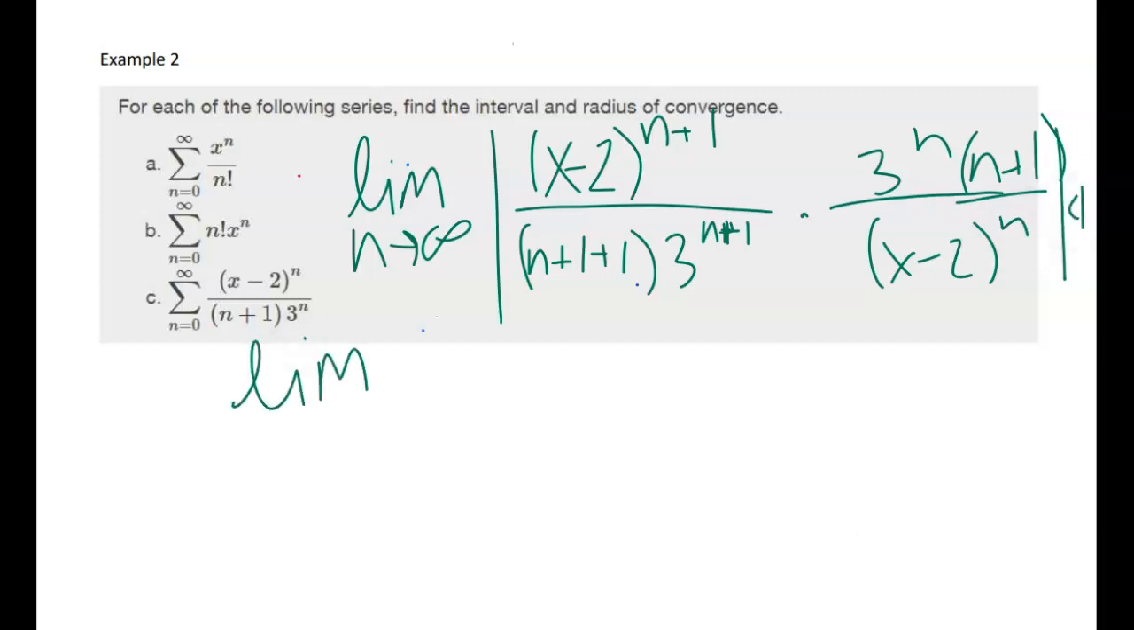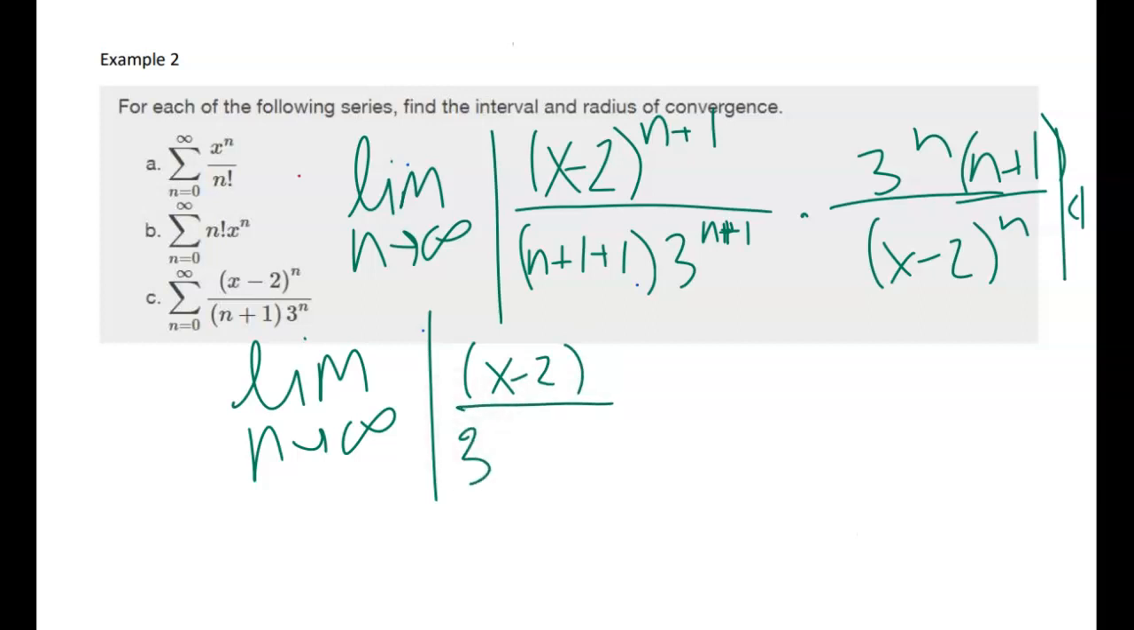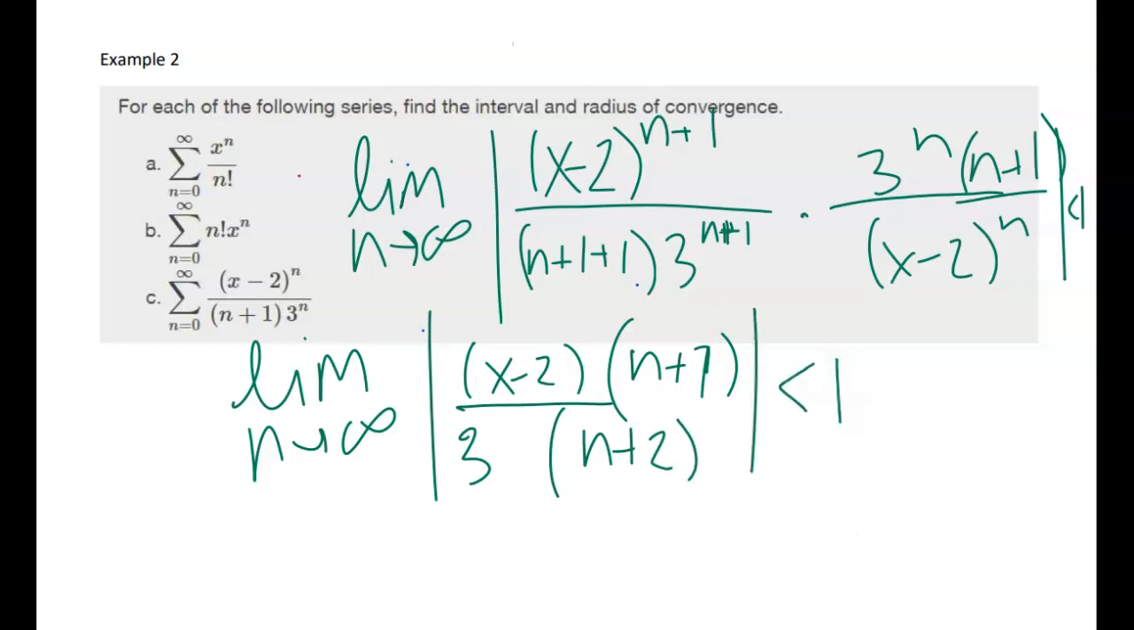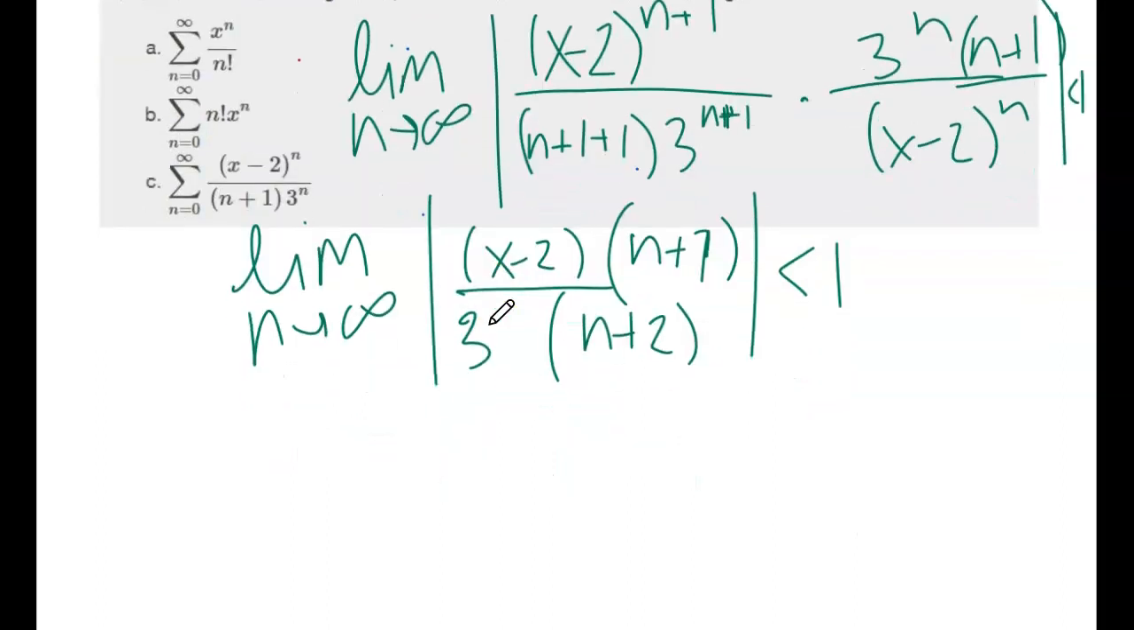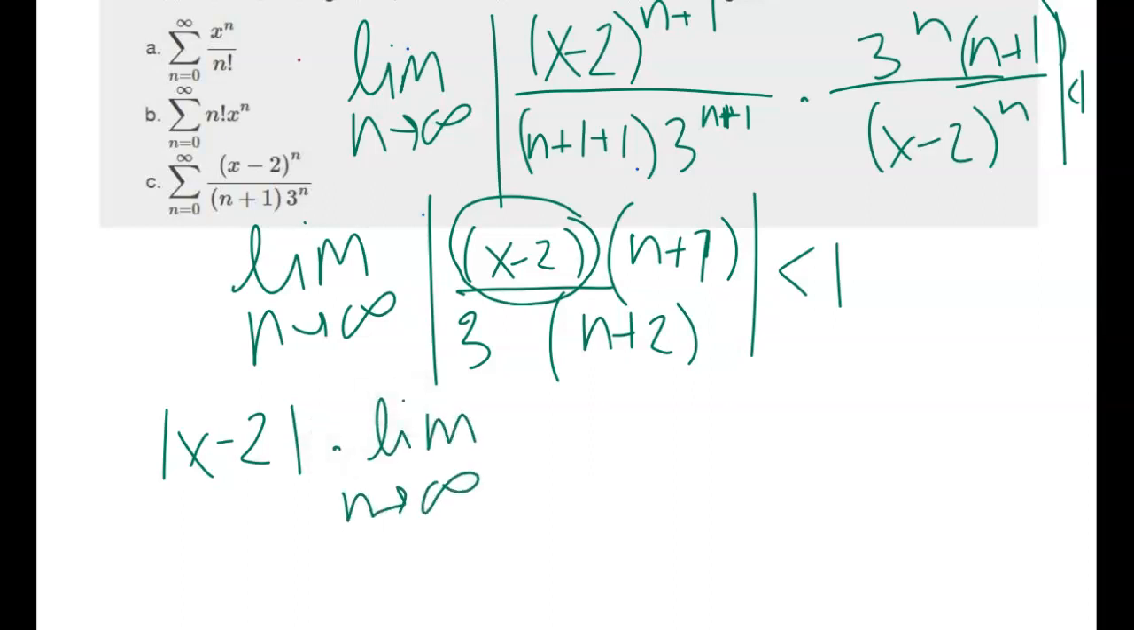Okay, let's simplify this. The n and the n cancel here. I'm left with x minus 2. 3 to the n and 3 to the n, I'm left with 3. And then it looks like I get n plus 1 and then n plus 2. Anytime we do this, we are always going to end up getting x minus the center with no n's left that you're able to pull out. Okay, and then it's always going to be dependent on what your limit with everything else left over is going to be.